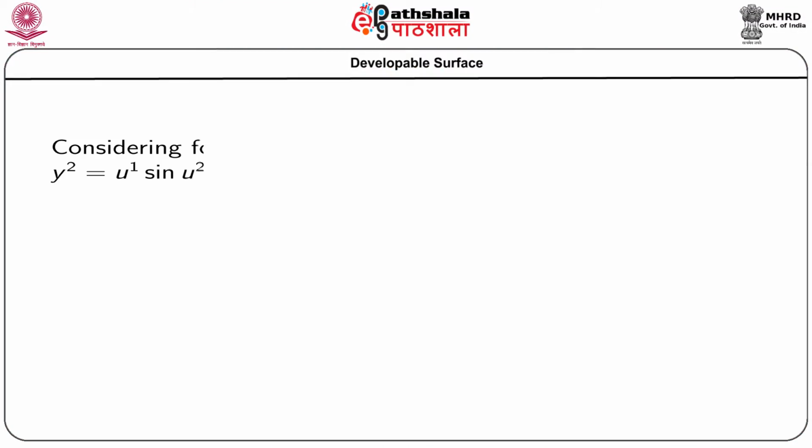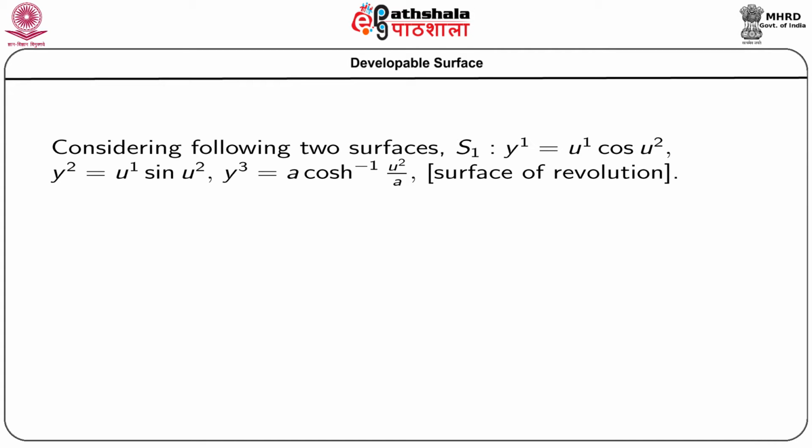Now, in section 3, we shall study a new type of surface called developable surface. It is very interesting to see how Gaussian curvature can be used to determine whether the surface is developable or not. So, in section 3 of module 1 of chapter 7, we shall learn about developable surface.